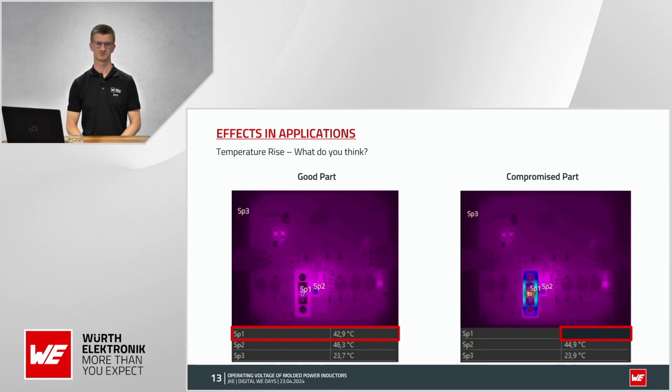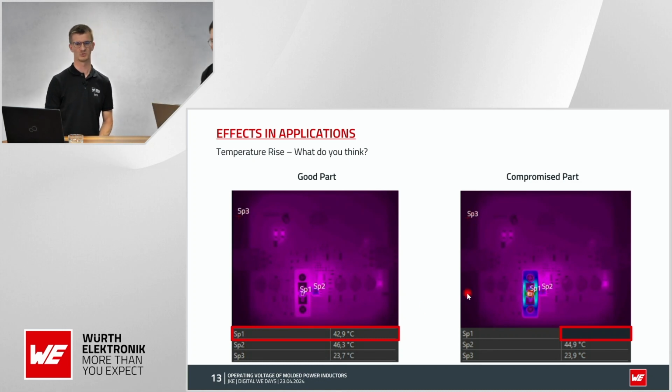So these losses, of course, have a very big impact, especially on the part temperature. So this is something I want to show you now. On the left-hand side, you see the good part. On the right-hand side, you see the compromised part, the kind of destroyed part with a lower Q. We see here the temperature reading for the good part, which is running just above 40 degrees Celsius. And now I have another poll question for you. What do you think the compromised part has now for a temperature?